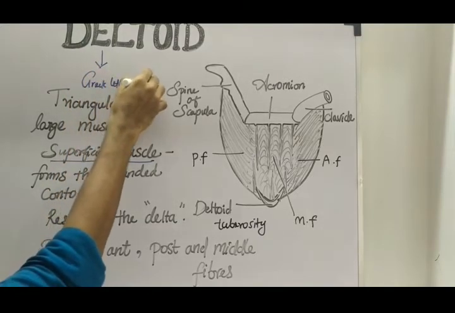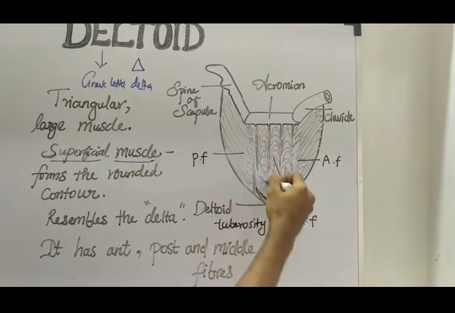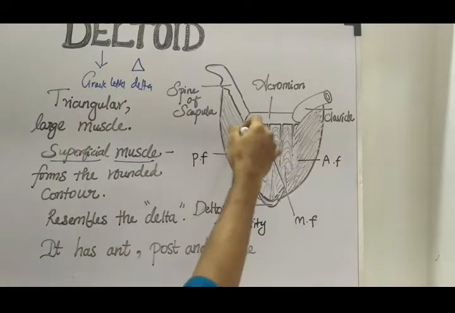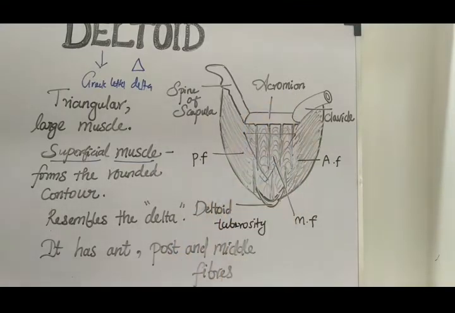delta, so you can see here the deltoid will be like this. So it resembles the delta symbol, so the name of this muscle is deltoid muscle. And it has anterior, posterior and middle fibers. So we'll be seeing that in this video.